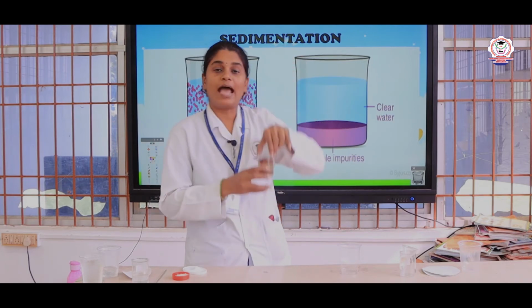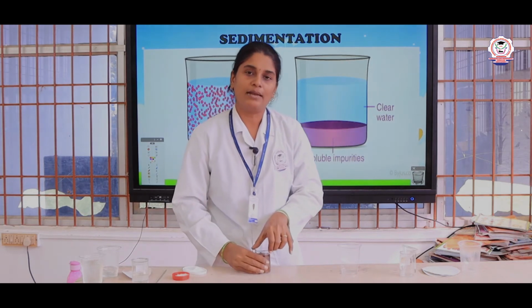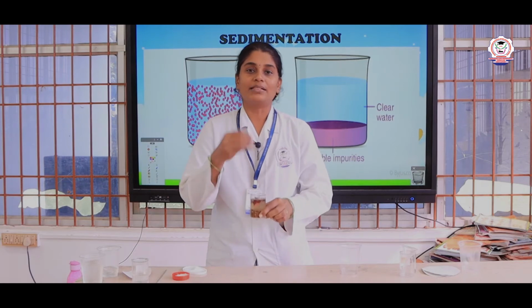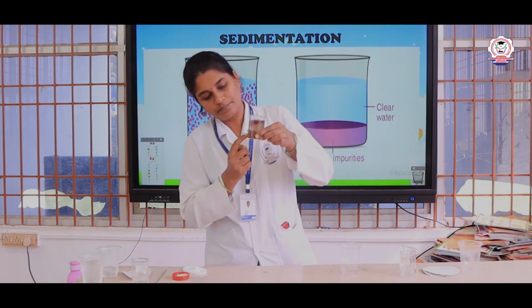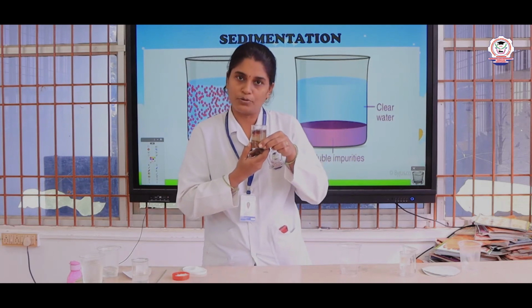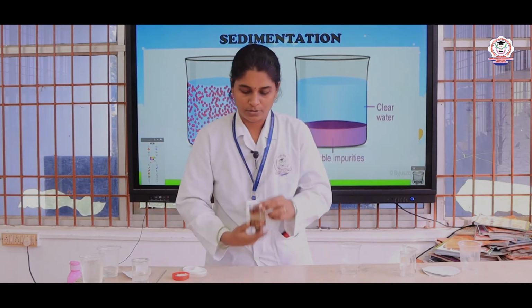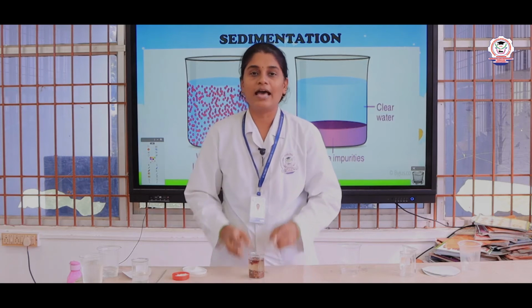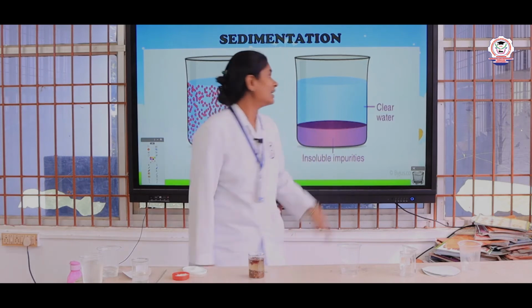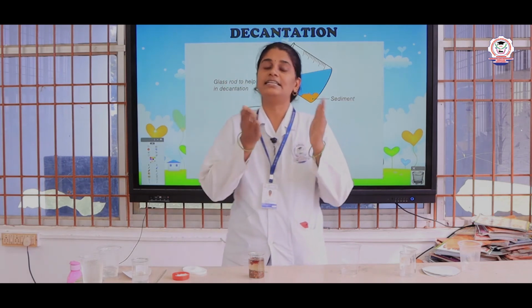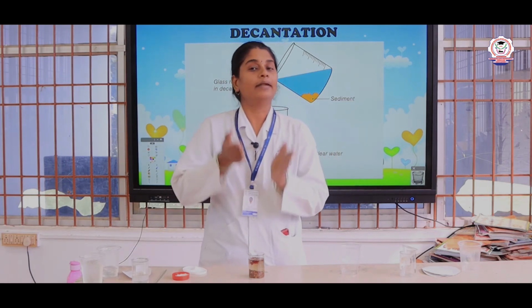If I add some alum, a chemical substance, into this water, the alum will take up all the insoluble impurities, and thereby you will get clear water. After this method, I have another method which is known as decantation. With the help of decantation, I can easily separate the water and the sand.